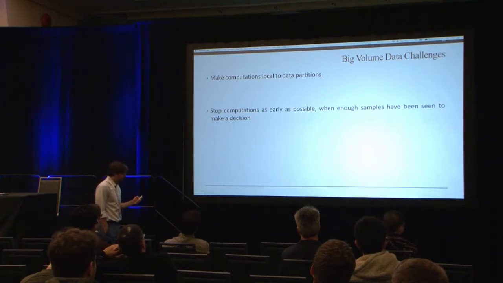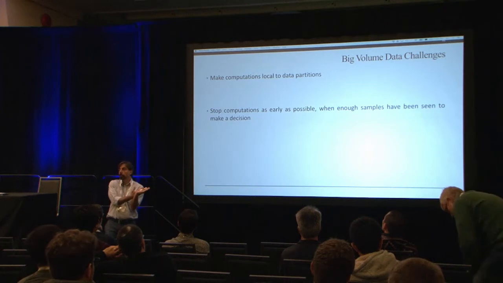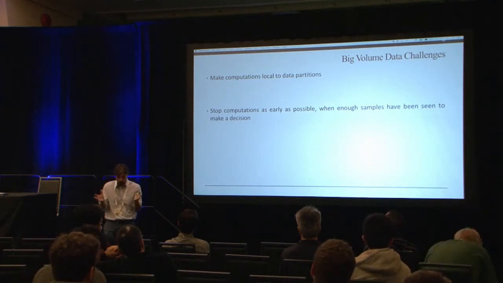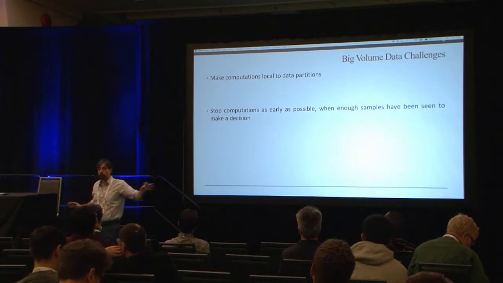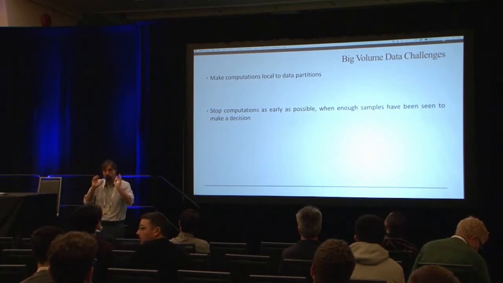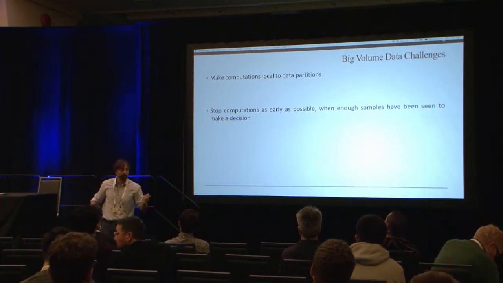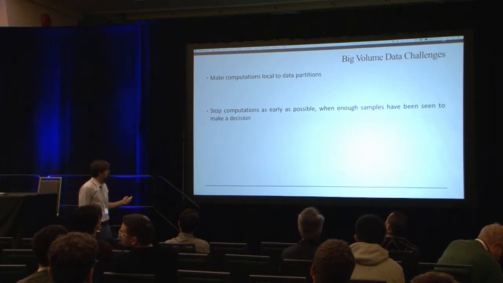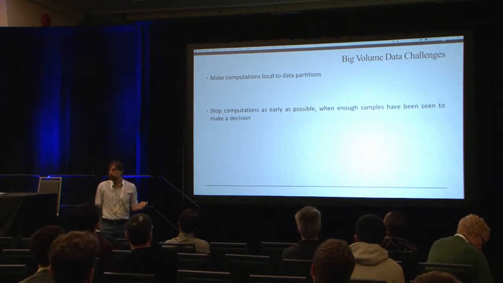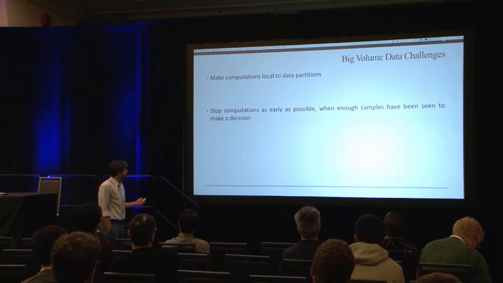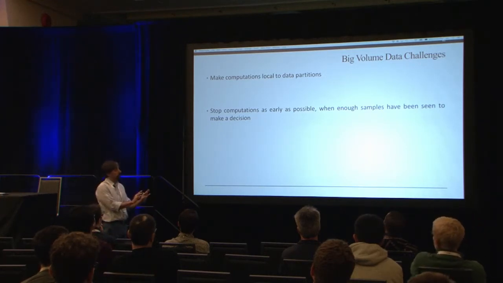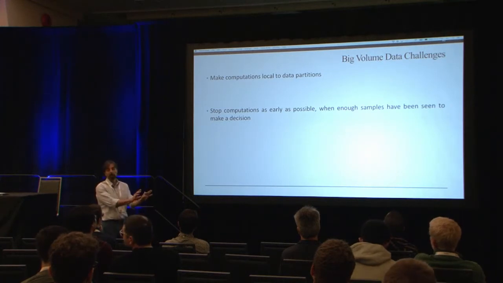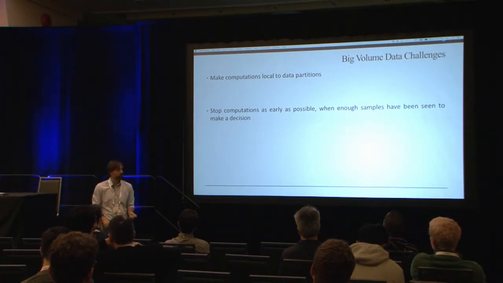So the problem there is, how do we make the computations, and the computations we use are the p-values, local to the data partitions? Your data is distributed all over. You want to make computations local without the exchange of messaging too much. And since you have a lot of sample size, it would be good to stop computations as early as possible when you determine in some intelligent way that, okay, I've seen enough to make a reasonable decision.